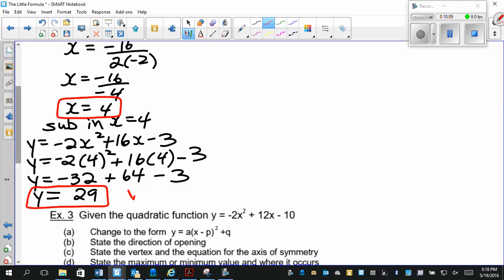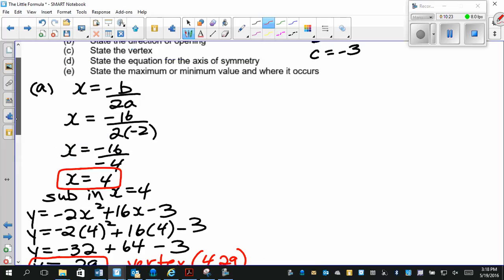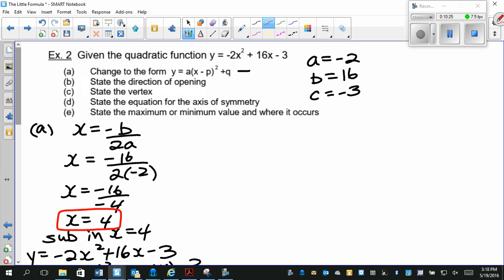Okay, so the vertex is 4, 29, and A is equal to, and remember A is that value that's right in front. So A is equal to -2.